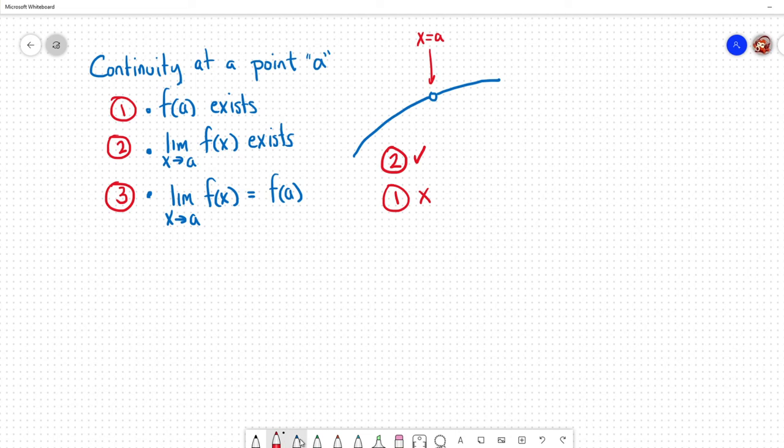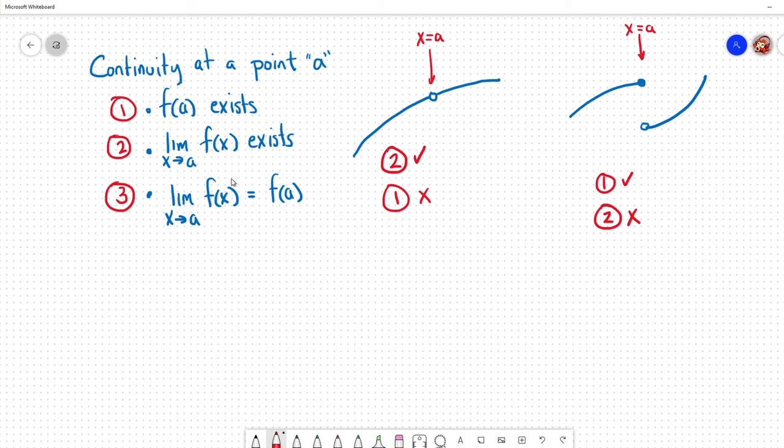Then we might have a situation like we saw in assignment number 1. Maybe we have something like this. So we meet condition 1, and again here, x equals a. The function value exists, but condition 2 is not met because the limit doesn't exist.